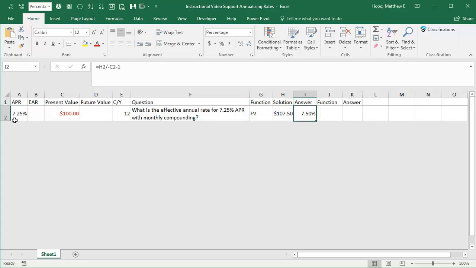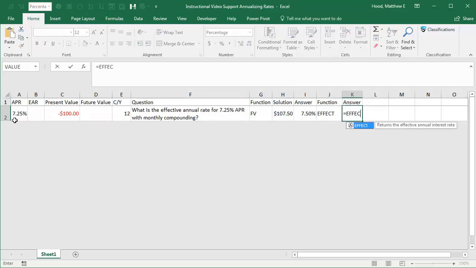Excel has a function that lets you do this without any manipulation, and it's the EFFECT function. It is equals EFFECT, and the two inputs are the nominal interest rate, the APR, and the number of compounds per year. And you can see we get the same answer. That's the effective annual rate. So 7.25% with monthly compounding will grow at 7.5%.